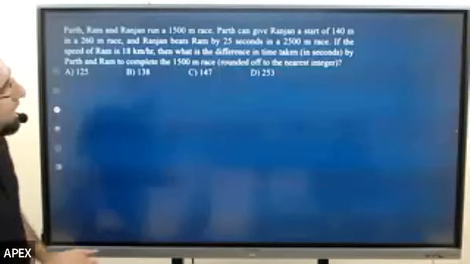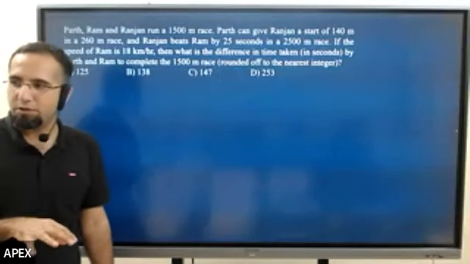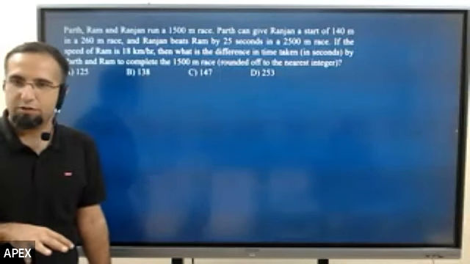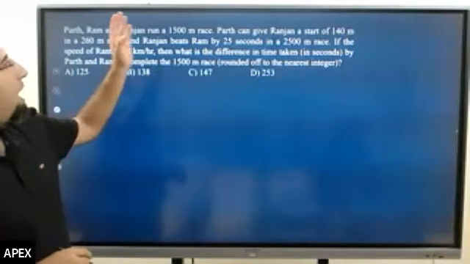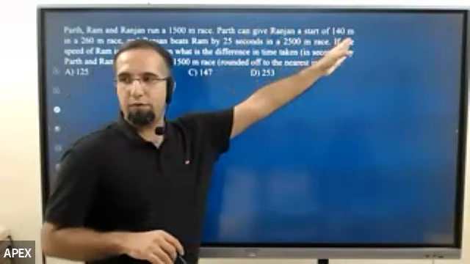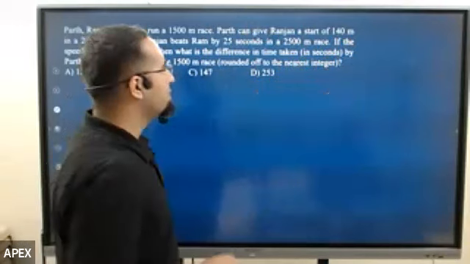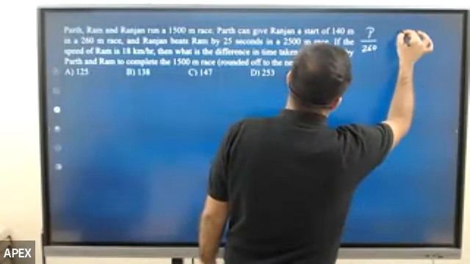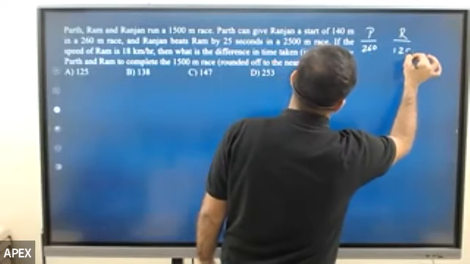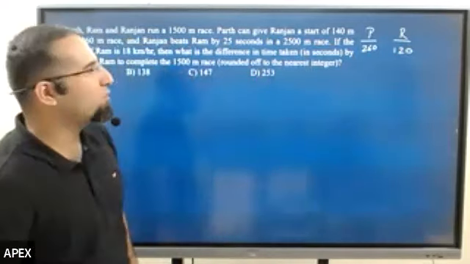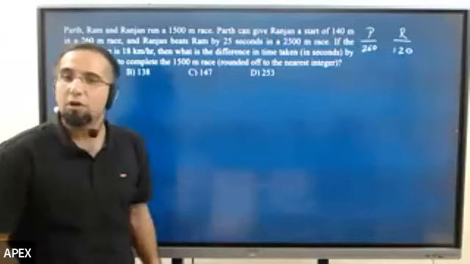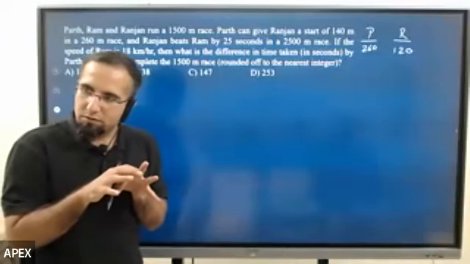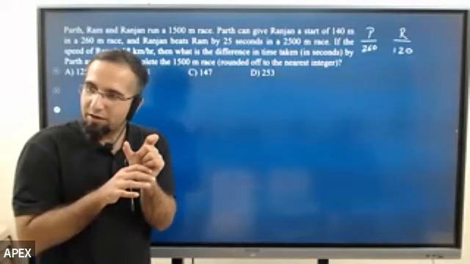Clear. This question had a technical glitch. If you read the options, this question had a technical glitch. Parath can give Ranjan a start of 140 meters, which means by the time Parath covers 260, Ranjan should have covered 120. But the options solution considered 140. Do you raise the query? There's an option to report error.